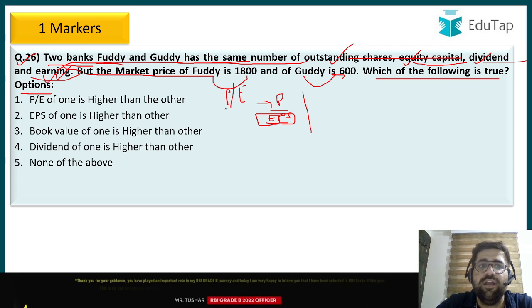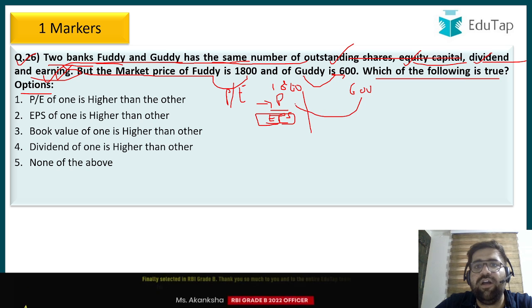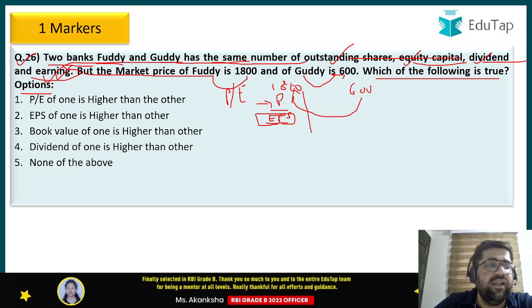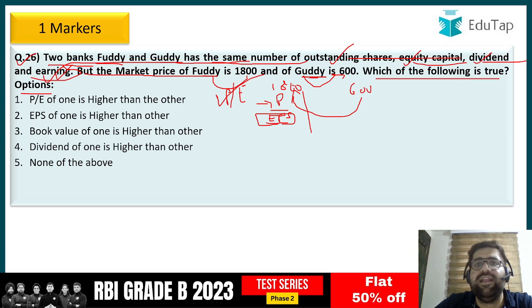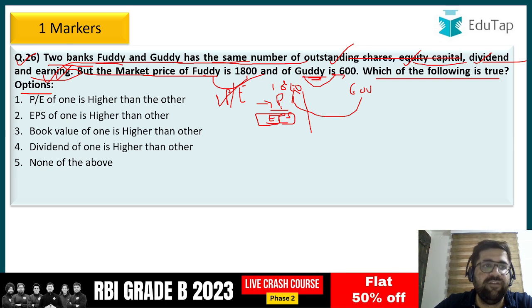As simple as that. Now if the price of Foodie is 1800 and the price of Goody is 600, then you can directly come to the point that the PE ratio of Foodie will be more than the PE ratio of Goody, just because the numerator is higher and the denominator is the same. Therefore you can come to the conclusion that the PE of one is higher than the other.